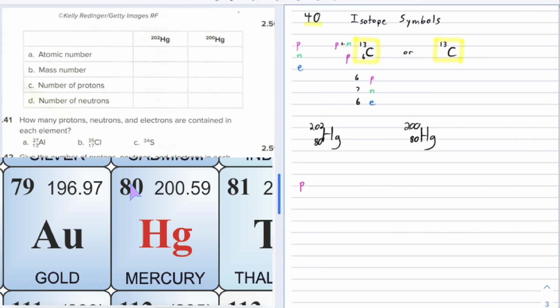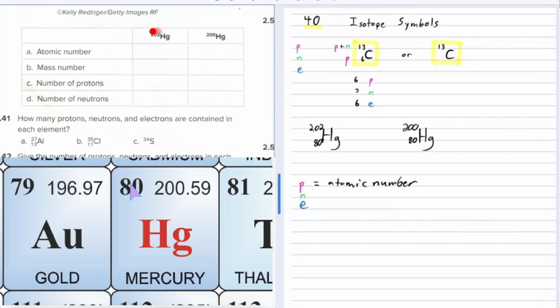So here, let me rewrite the important information. The particles are protons, neutrons, and electrons, but protons is the same thing as atomic number. The number of protons is the atomic number. So for the mercury 202, well, mercury has an atomic number of 80, so I'm going to write that here. The atomic number of mercury is 80. It doesn't matter what type of mercury it is. It's 80. So it's 80 for this isotope and it's 80 for that isotope.